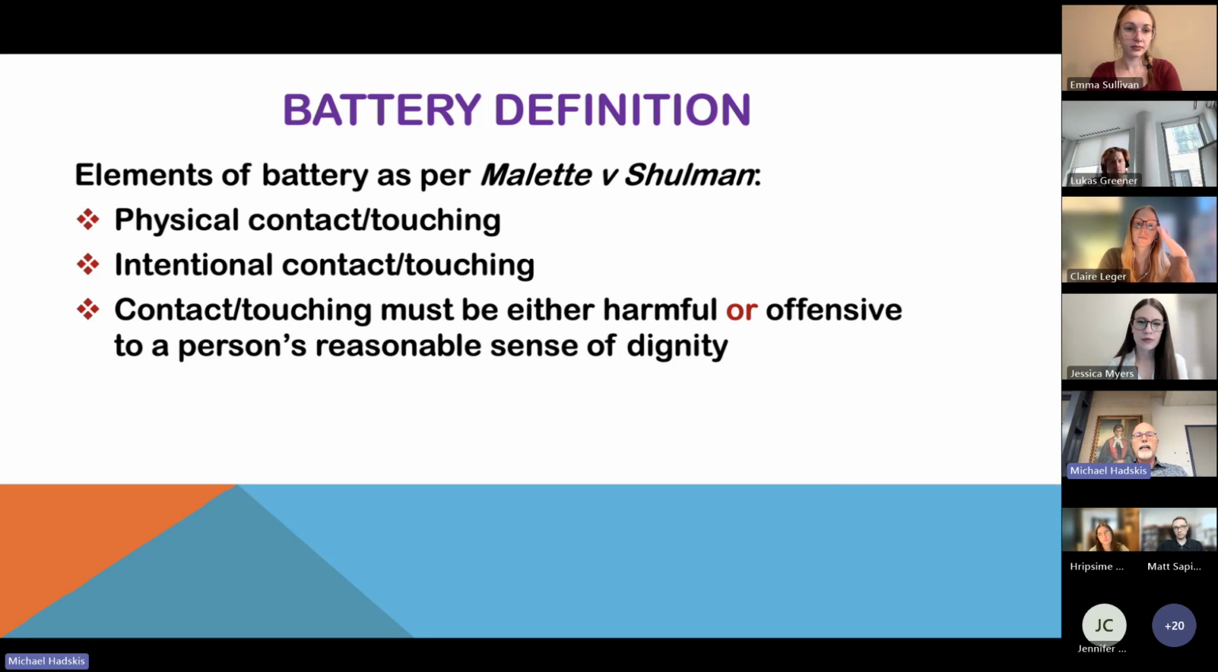That physical touching has to be intentional because the word intentional appears in the definition. So it can't be accidental. It has to be desired by the individual or be substantially certain to result from the actions of the defendant. And then lastly, the contact, this intentional physical contact, has to be either harmful or, now the word or appears in the definition.